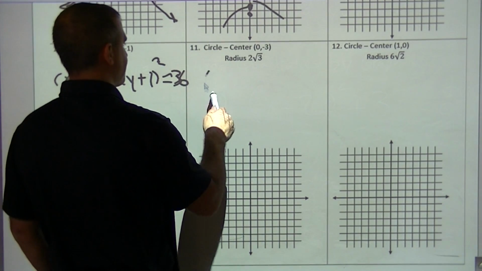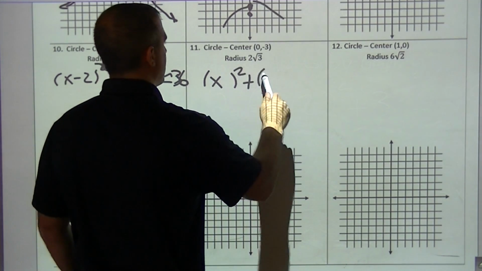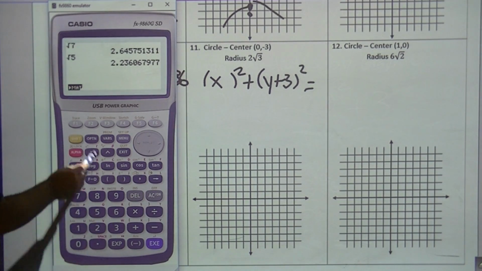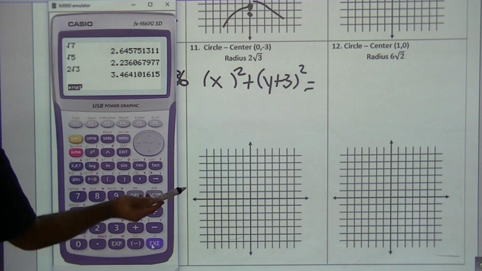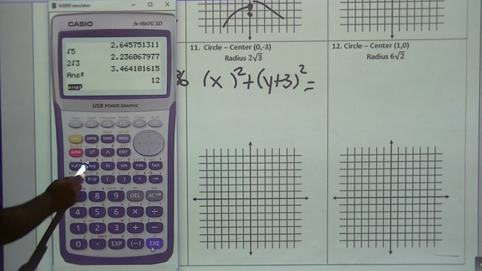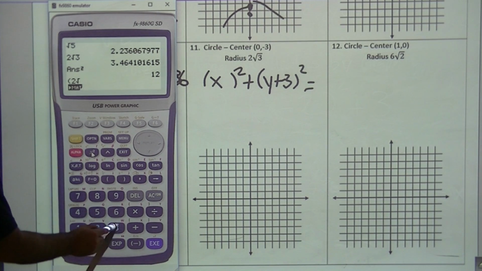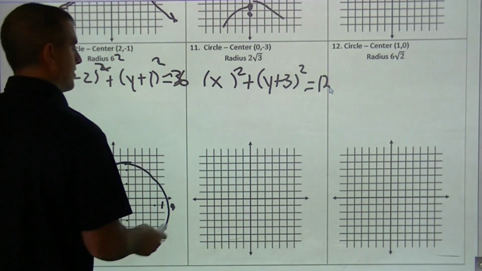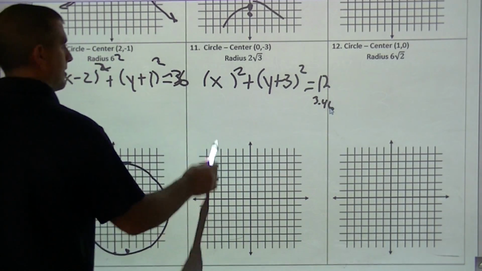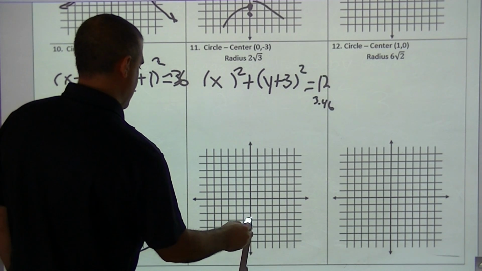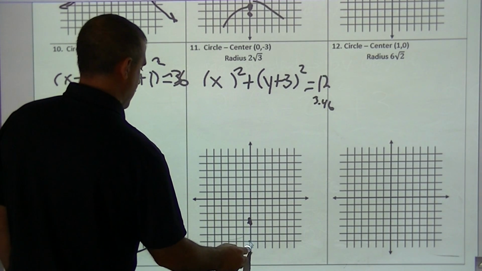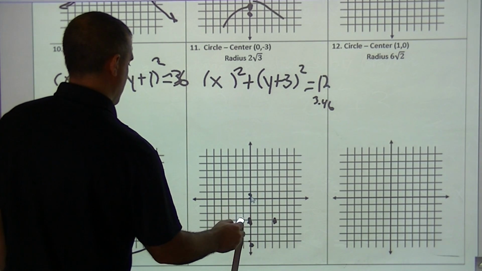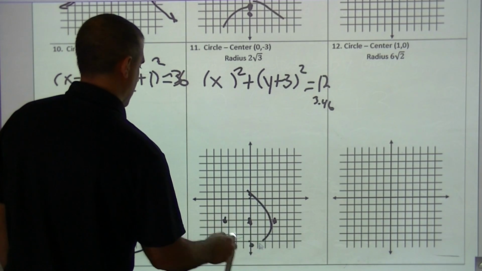This one is just going to be x squared, because there's nothing for x. Y plus 3 squared. Now, for 2 square root of 3, you can do that a couple different ways. You can do 2 square root of 3, hit execute, then square that result, and you would get 12. Or you can do 2 square root of 3 in parentheses squared, and you get 12. So that's basically 3.46 there. So 0, negative 3, and 3.46: 1, 2, 3, and a bit, in each direction. It goes around like that.